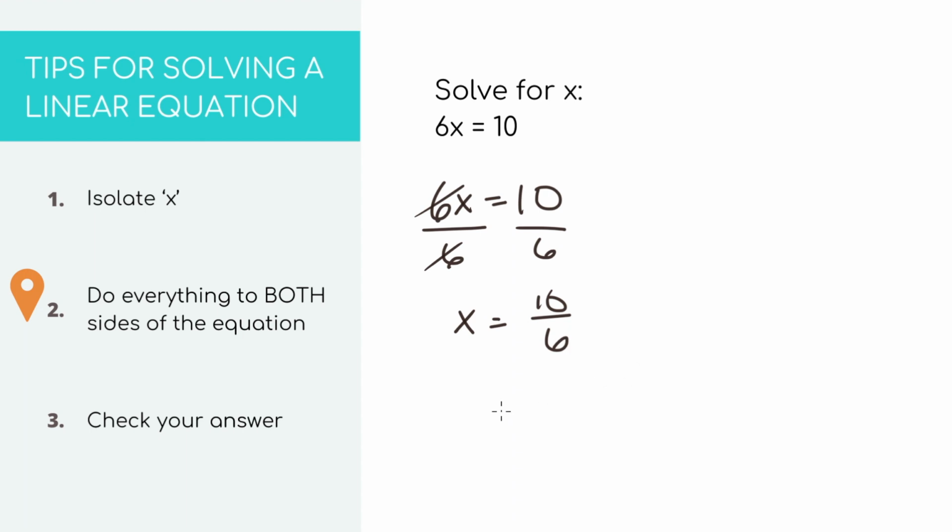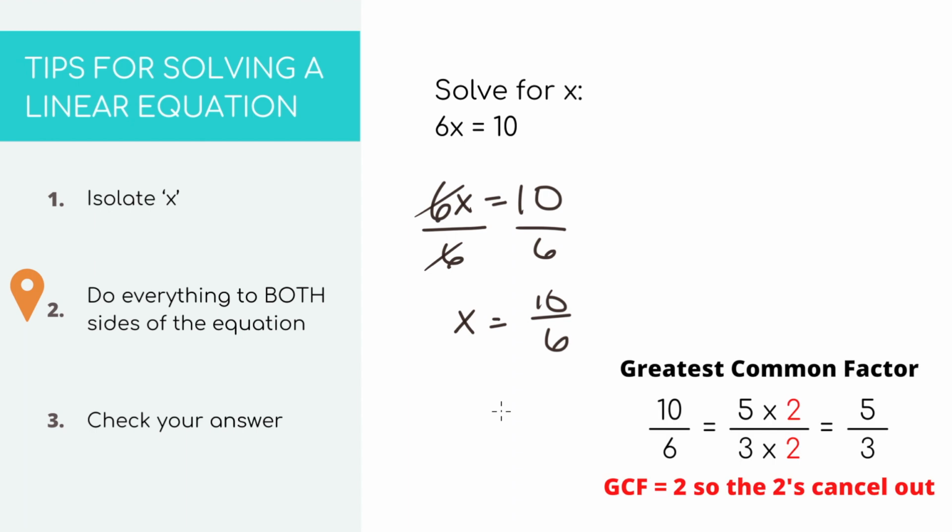Y'all remember GCFs, right? Greatest common factor. We know that the GCF of 10 and 6 is 2. So 10 over 6 is the same thing as 5 over 3.